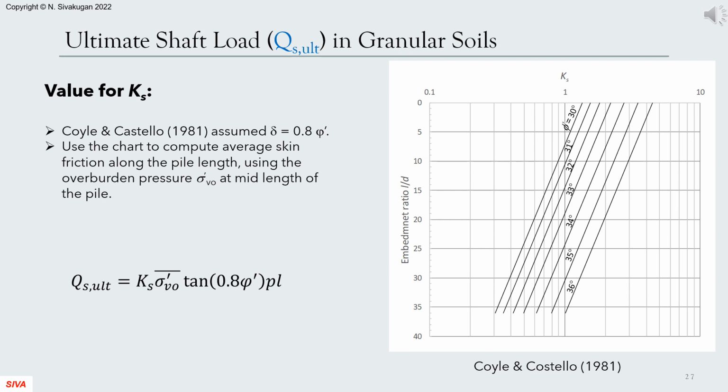Here is the method suggested by Coyle and Costello, 1981, to compute the ultimate shaft load. Use the graph to find Ks. Delta is assumed as 0.8 times the friction angle. They suggested using the average effective overburden, computed at mid-length of the pile, for deriving the ultimate shaft load.